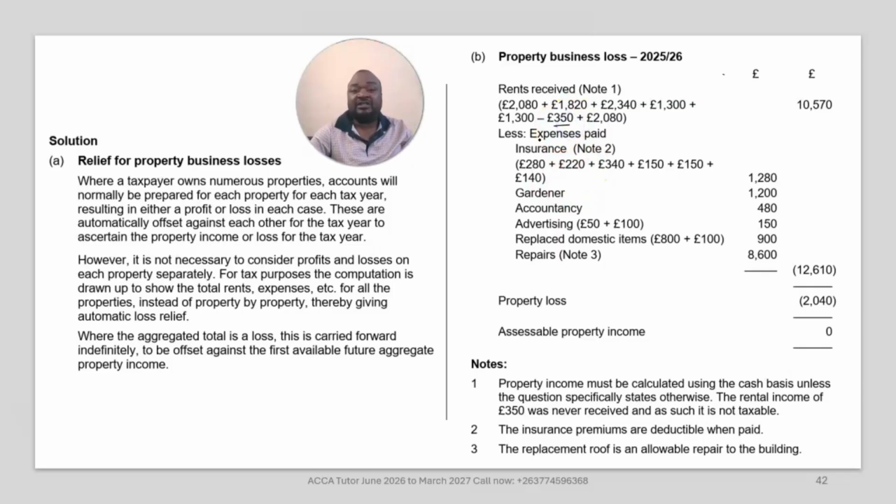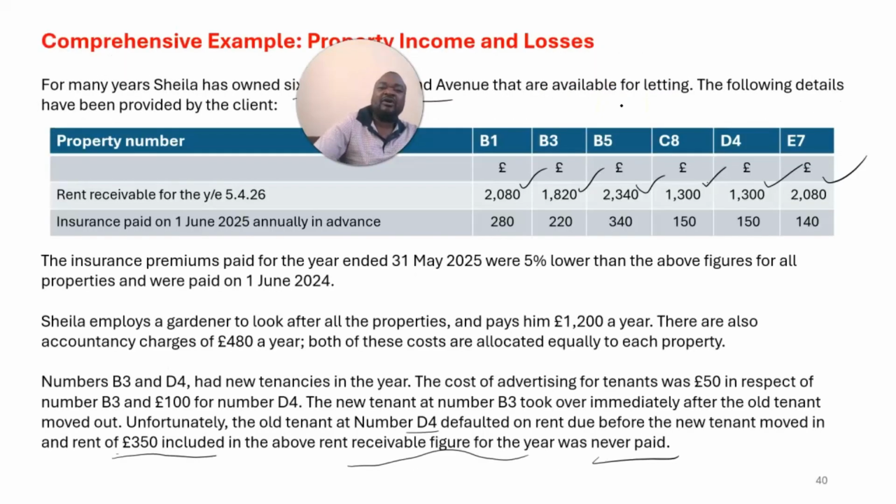We need to remove it from the rentals, and we arrive at the total figure of that one. Then we deduct the expenses, the allowable expenses. All right, so we start with the insurance, and we simply pick all of those figures as in the table. Remember, these were the insurance figures: 280, 220, 340, 150, 150, 140.